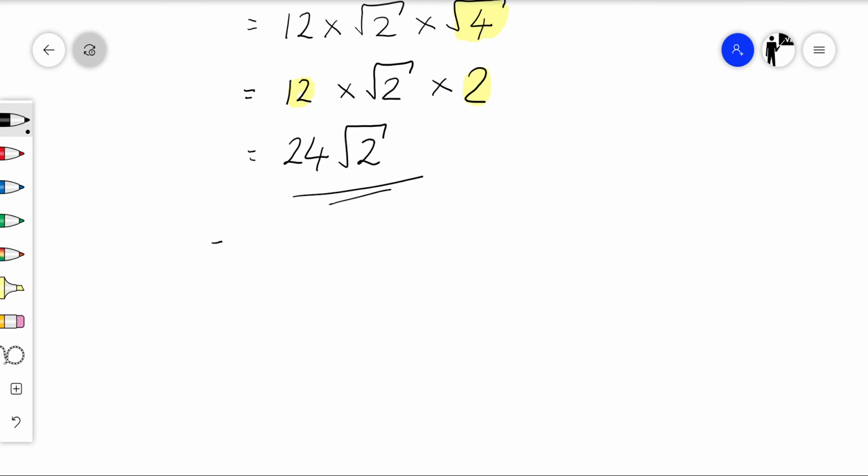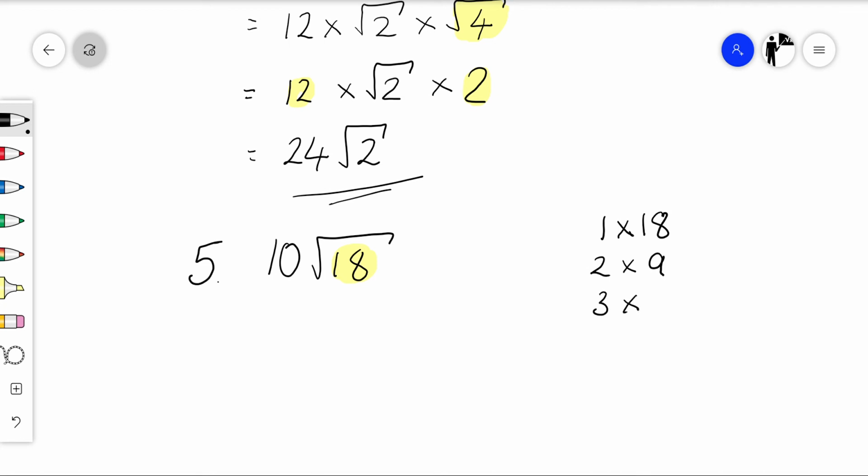And finally, example 5. Let's imagine we were asked to simplify 10 root 18. Okay, so we obviously want to rewrite 18 as something times something. These lists that I'm doing at the side here, you should hopefully be able to do in your head, and in your head identify which factor pair has the biggest square number. Here it's going to be 2 times 9, because 9 is a square number. 9 is 3 squared.